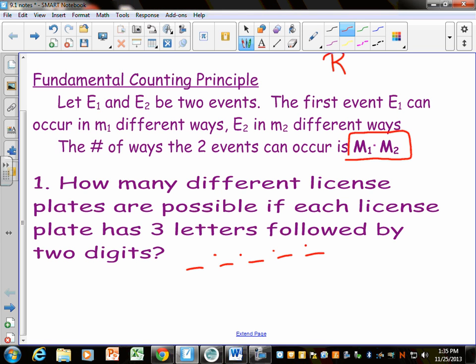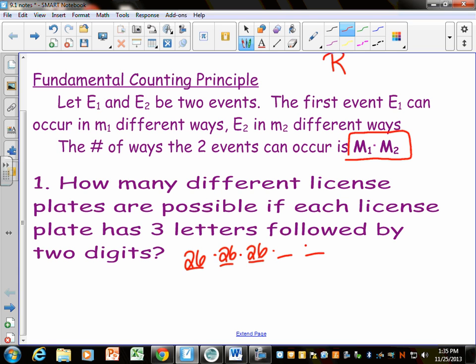26. Does it say that they can't repeat themselves? It doesn't say, so that means we're assuming that they can repeat themselves, because if they can't, then it would tell us that. So do you agree that I could have 26 in each one of these? 26 times 26 times 26?